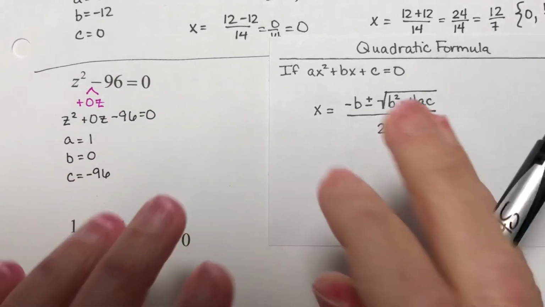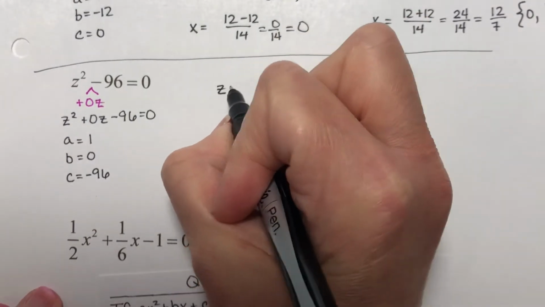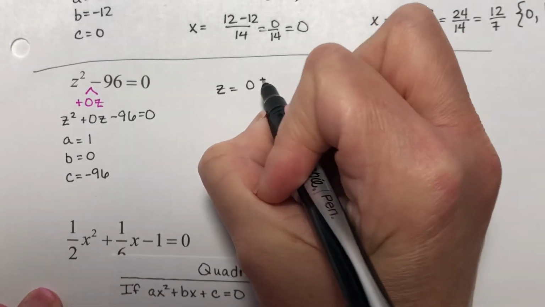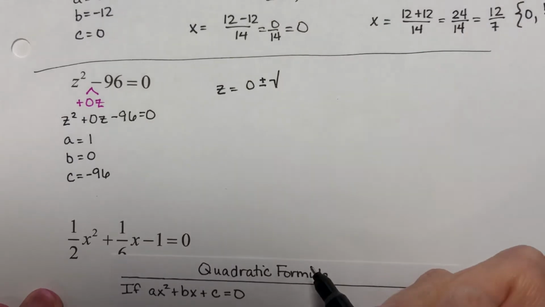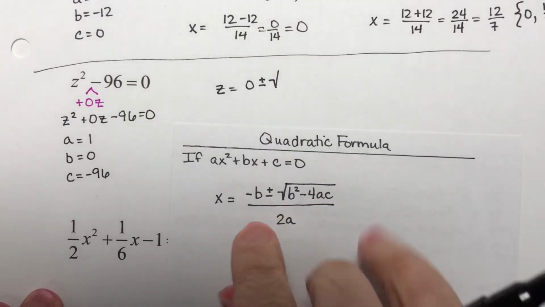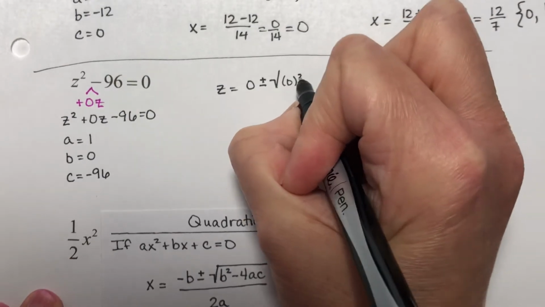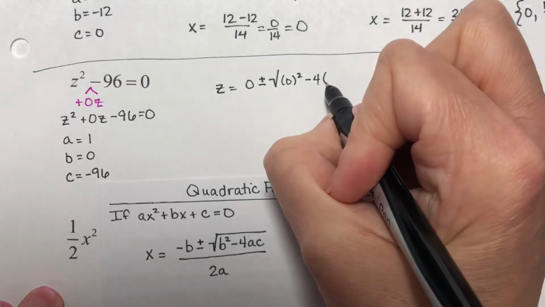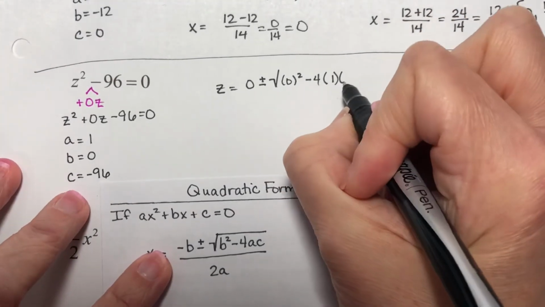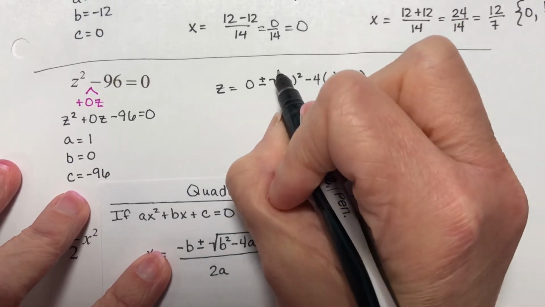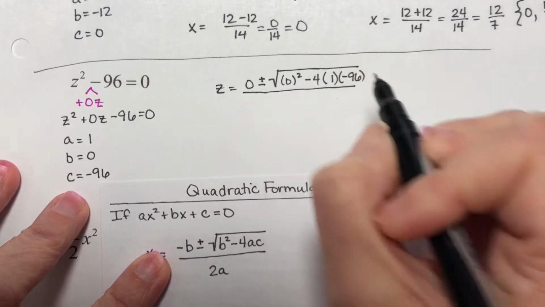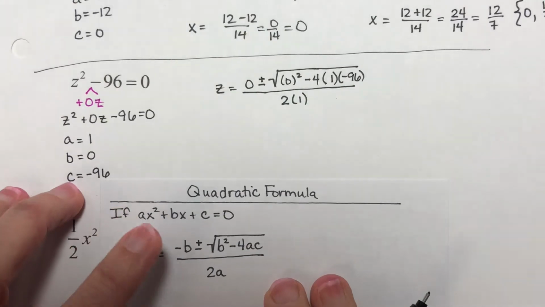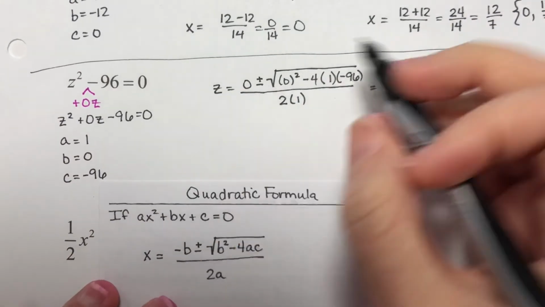our z is equal to negative b. The opposite of 0 is just 0. You don't even really have to write that down, but I'm going to put it in so you can see what's going on. 0 plus or minus the square root of b squared, so that's 0 squared, minus 4 times a times c, where a is 1 and c is negative 96. This is all over 2 times a, so 2 times 1.